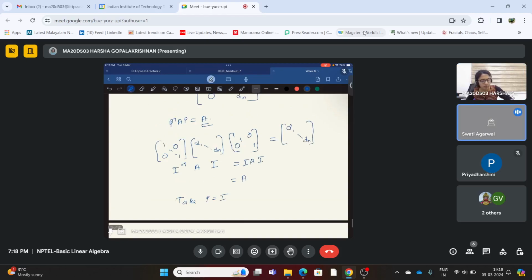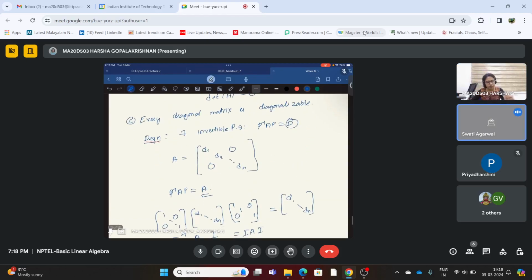So the question was whether every diagonal matrix is diagonalizable. Is it that because we found one P, that means it will be diagonalizable? Yes, the only thing to check for diagonalizability is, if we are able to find a P which satisfies this condition, then it is diagonalizable. See, this is a diagonal matrix, so that is why we are able to find it like this. If we get some arbitrary matrix, we don't know how we will find P.